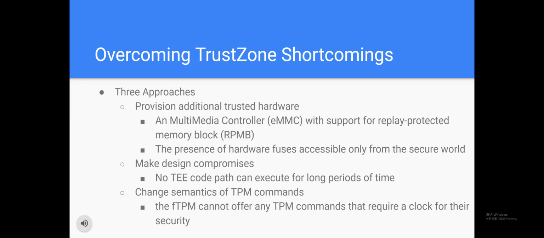Second, they made some design compromises. They require that no TEE code paths can execute for long periods of time. Third, they modified the TPM 2.0 semantics. It was determined that the fTPM cannot offer any TPM commands that require a clock for their security.